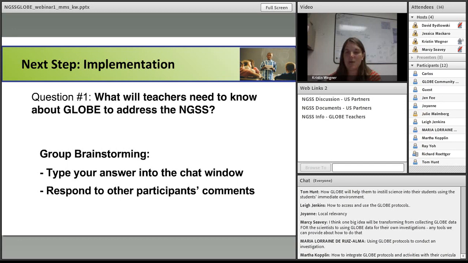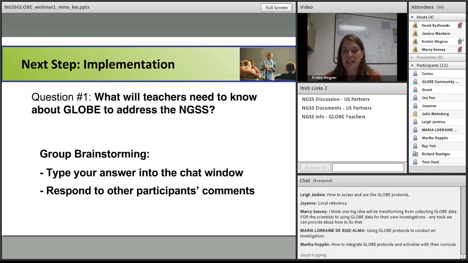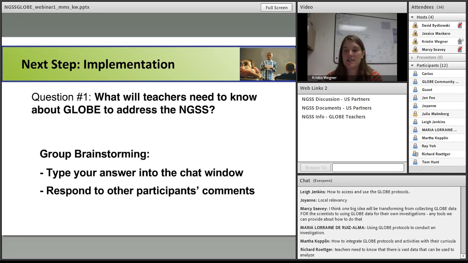Marcy says, I think one big idea will be transforming from collecting GLOBE data for the scientists to using GLOBE data for their own investigations. Any tools we can provide, how to do that. Great. Maria says, using GLOBE protocols to conduct an investigation. Great, so tying the protocols to the overarching investigation, not just doing the protocol, but connecting it. Martha, how to integrate GLOBE protocols and activities with their curricula. Good.